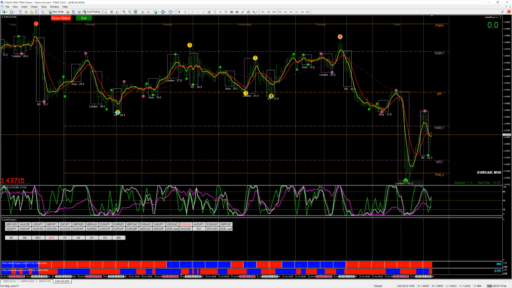Let's keep it simple. The trick of this is that when the 5 crosses the 12, the white and the green line have crossed the 50. That's the indication. The only thing you have to make sure is that the magenta line is in line with the 4 hour. So that means if this is starting to go short, this needs to be below 50. If this is starting to go long, it needs to be above 50. And then you can match blue to blue and red to red.